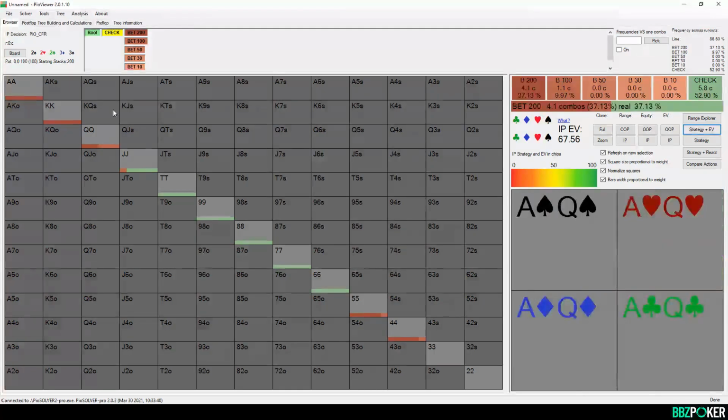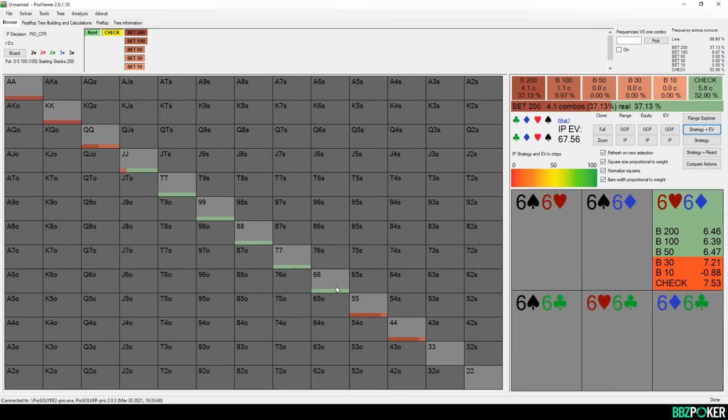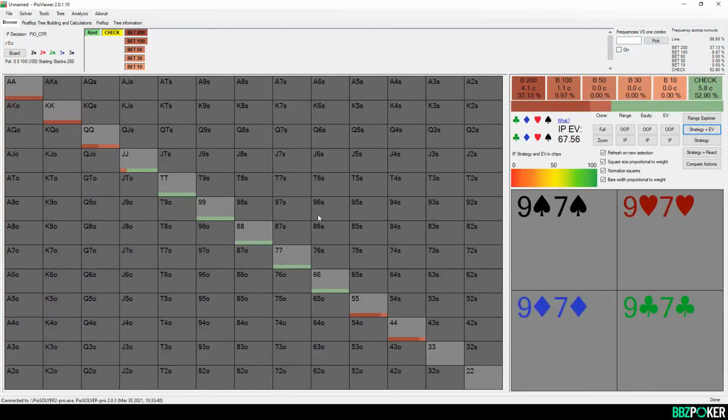And then I should mention the lack of really small bet sizes, which is really important. So we are not seeing 10% bet sizing. We are not seeing 30% bet sizing. In this, we don't even see 50%. But I think it's really important to give you guys the understanding that you, as the in position player, want to be biased away from really small bets.